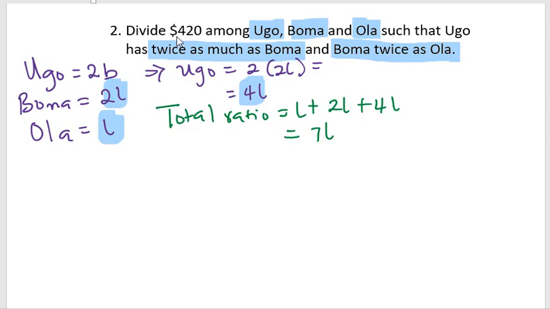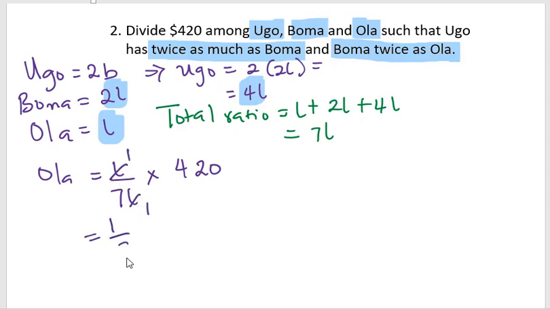And they say we should divide this, we should share this amount among them. So let's solve first for Ola, or any of them. You can start from anybody, but I want to start from Ola. So Ola is L, that's her ratio, divided by total ratio is 7L multiplied by total amount shared, which is 420. Now L here is 1 and L here is as well 1, so we have 1 over 7 multiplied by 420. Exactly. I don't know if this makes sense to you.